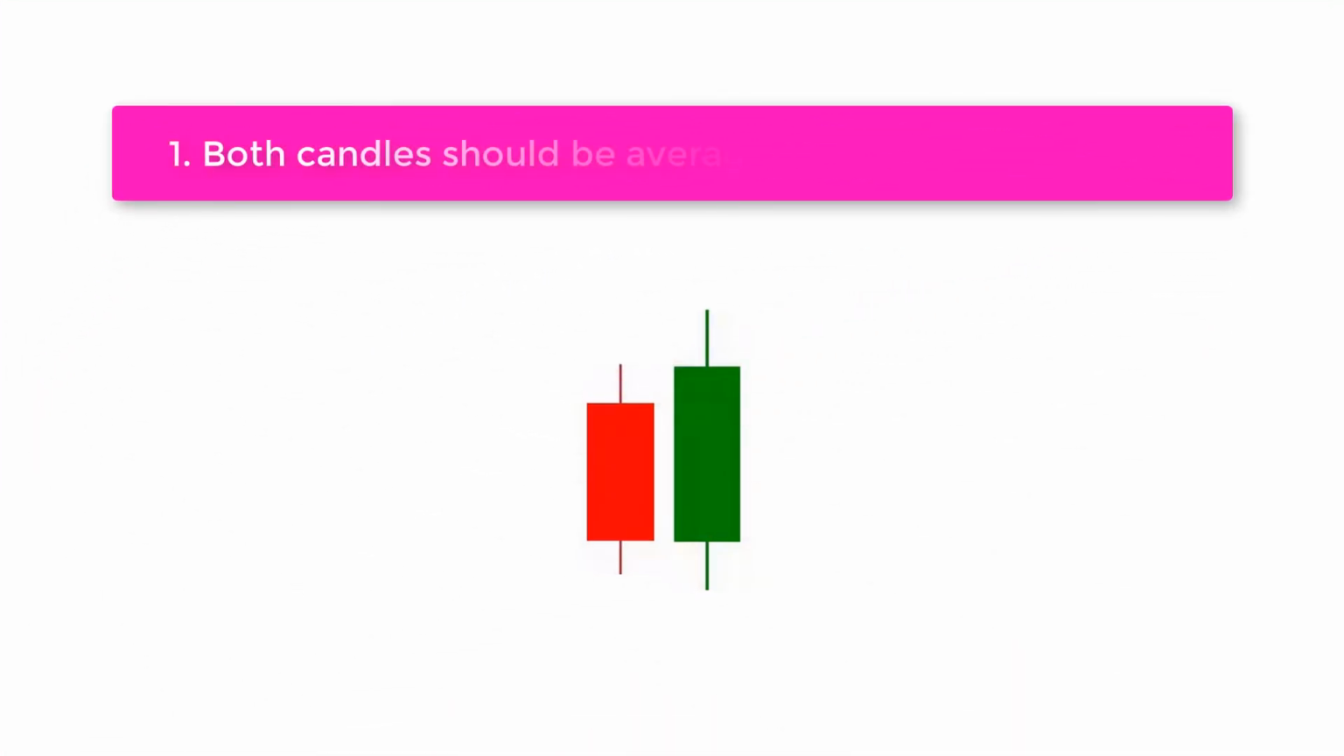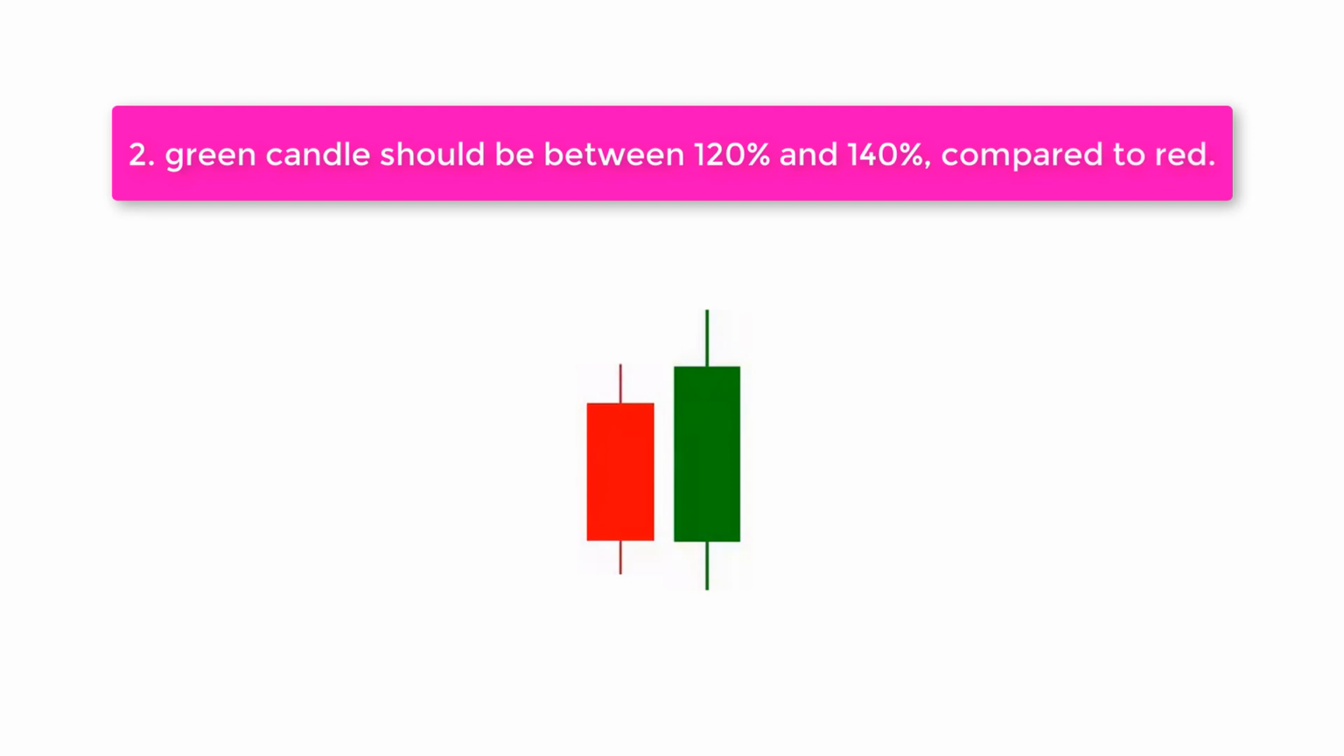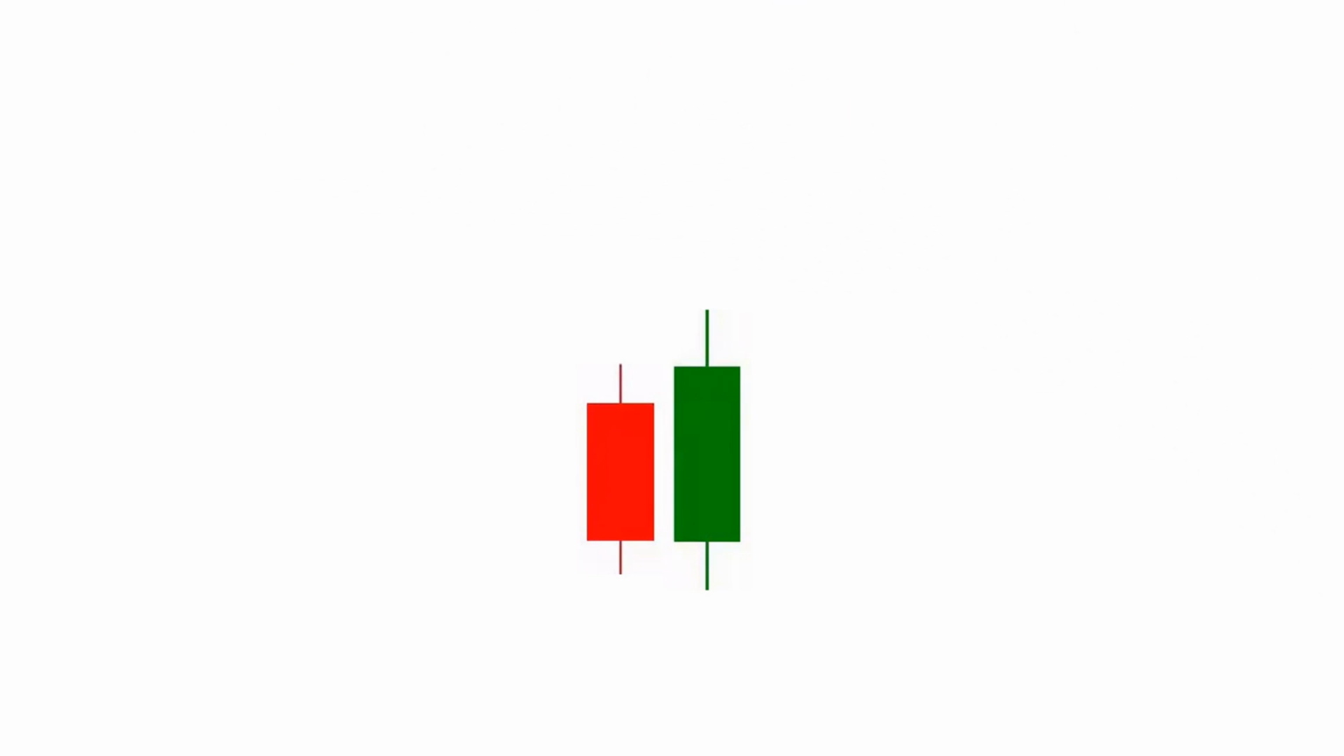Number 1. Both candles should be average, as shown in the figure. The candlesticks should not be larger. Number 2. The green candle should be between 120% and 140% of the red candle. Number 3. There should be an upper and a lower leg on both sides. These 3 points are very important for determining a 100% perfect bullish engulfing pattern.